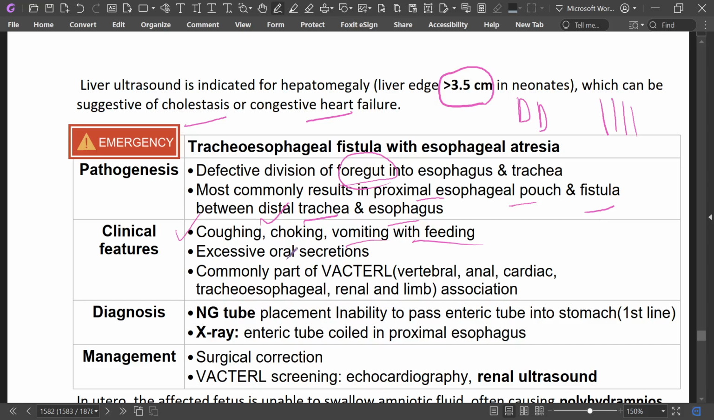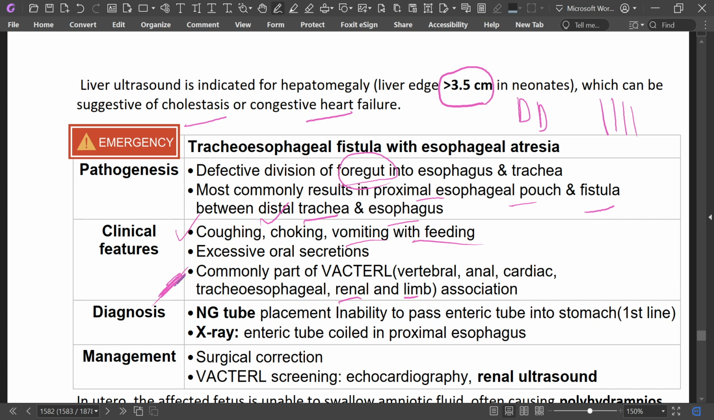Commonly a part of VACTERL syndrome, that means vertebral, anal, cardiac, tracheoesophageal, renal, and limb association.